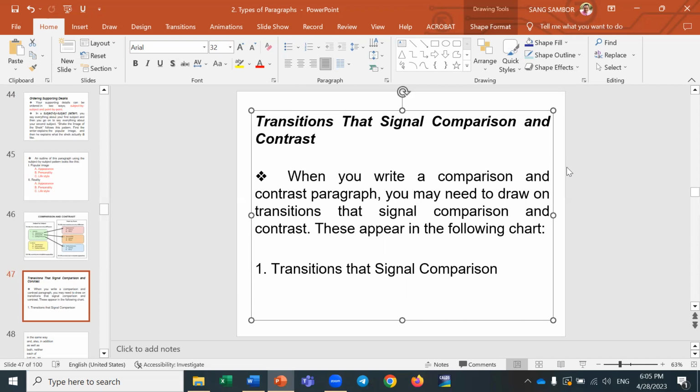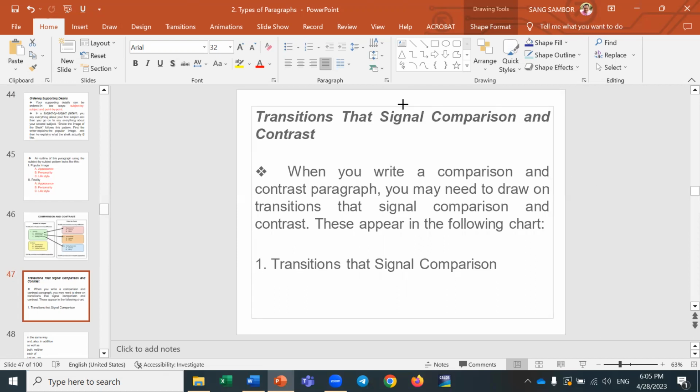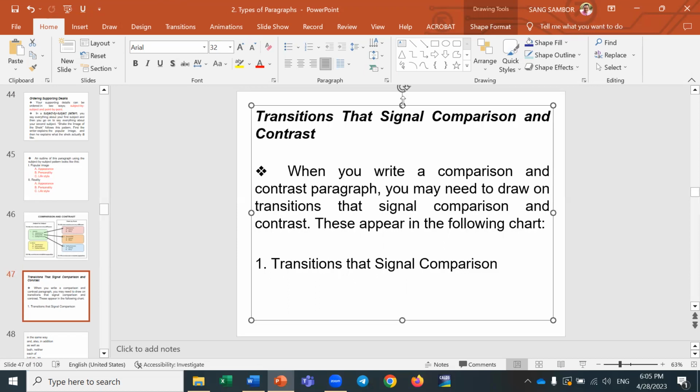And in order to make your ideas flow in writing the comparison and contrast, don't forget the comparison transition signals and the contrast transition signals. All right, so let's see here.